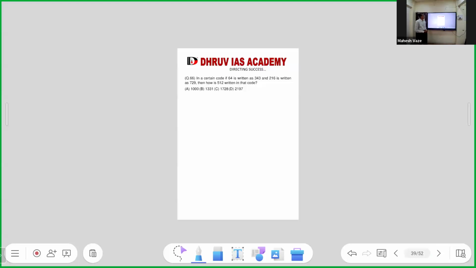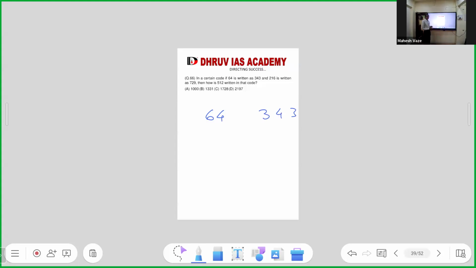In a certain code, if 64 is written as 343 and 216 is written as 729, then how is 512 written in that code? So again, this question is based on cubes and squares. Yesterday also I told you the importance, because many questions this year itself, we have found at least 3 to 4 questions based on squares or cubes. Now see, 64 is coded as 343. Now I will just write here the numbers 64 and 343.